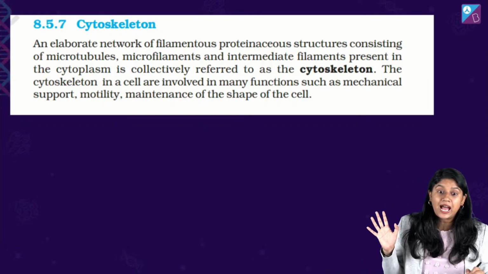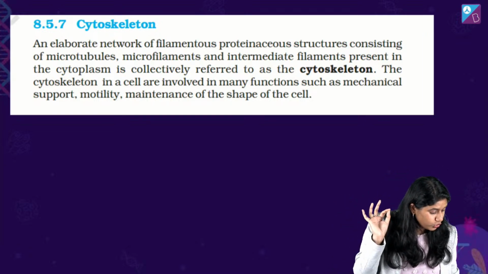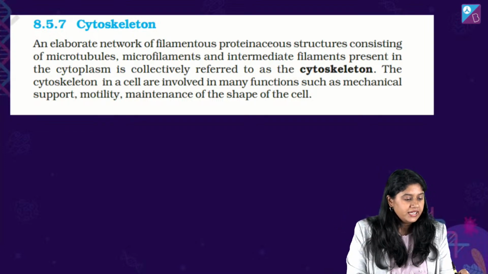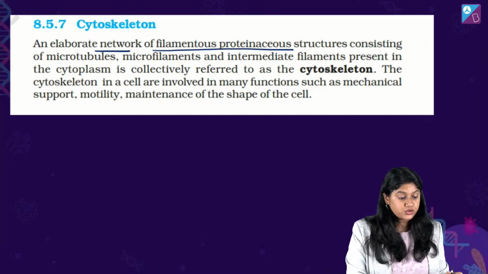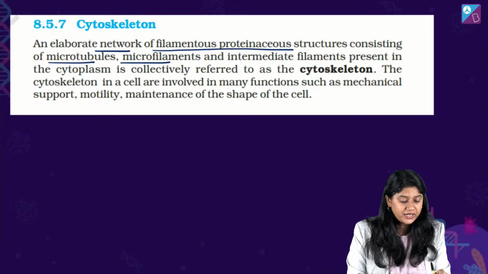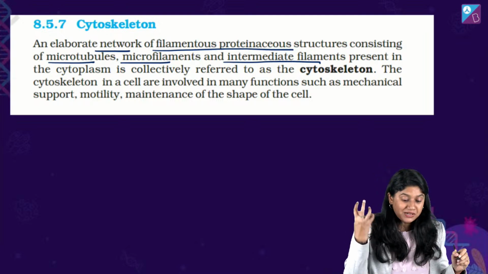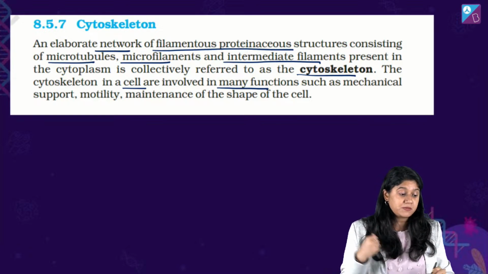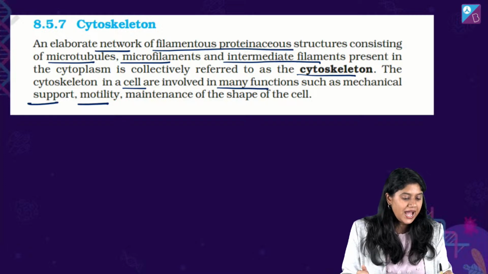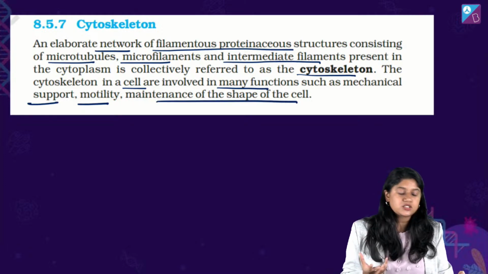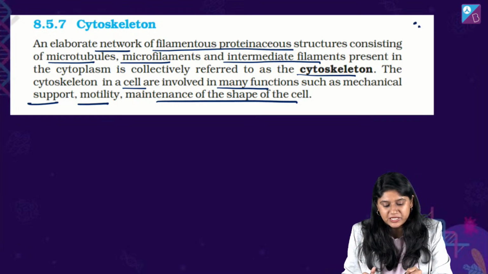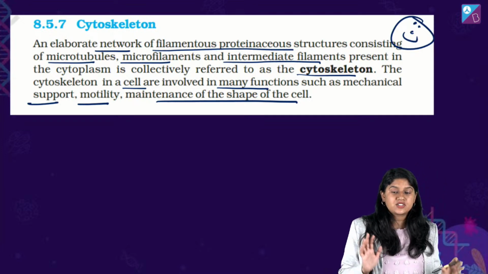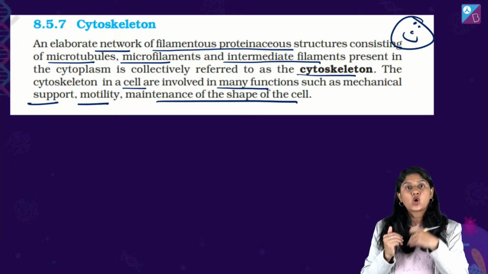If we take a look at this topic, everyone, in our textbook we just have 4 or 5 lines. A network of filamentous protein structures consisting of microtubules, microfilaments and intermediate filaments present in the cytoplasm, collectively called the cytoskeleton, plays a very important role in many functions such as mechanical support, motility and maintenance of the shape of the cell. Clear everyone? Tell me quickly. This was the easiest topic that we have. Did everyone understand? The textbook has only as many lines as we have studied, and we will study it in more detail.